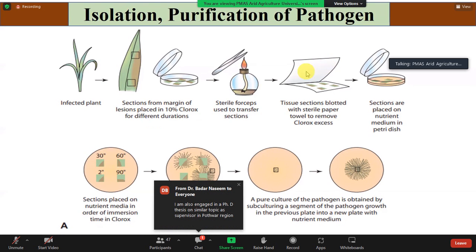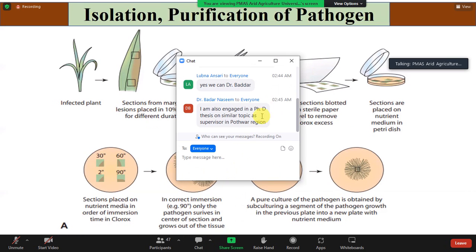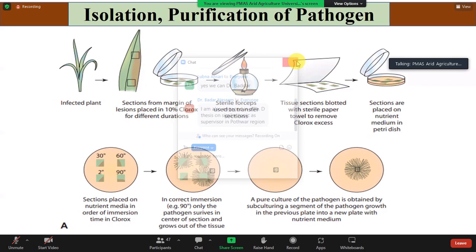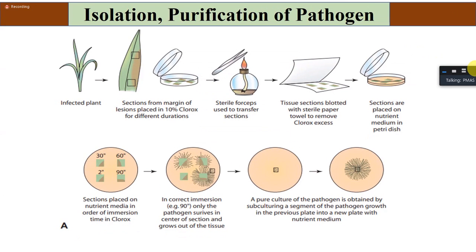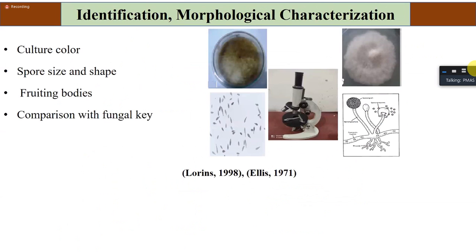And you see the process is the same as in bacteria. For fungi isolation we use PDA, and for bacterial identification we use nutrient agar. So these are the important features for the identification of the fungi.